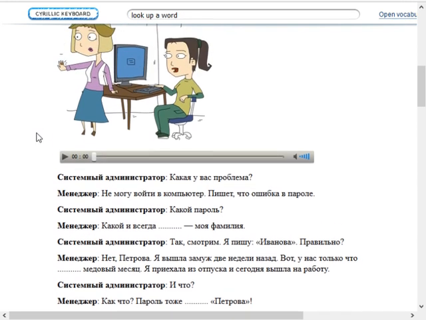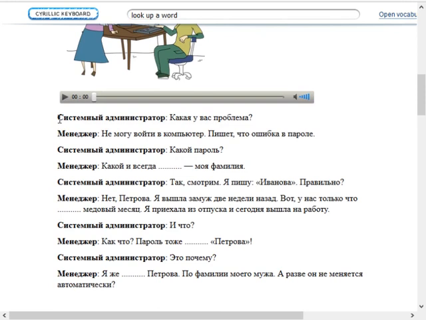Okay, so, системный администратор, you can probably guess that's system administrator, and менеджер, manager, pretty easy to guess, right? Okay, so system administrator asks, Какая у вас проблема? What problem do you have?